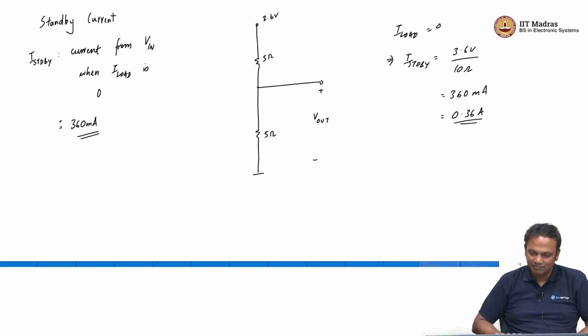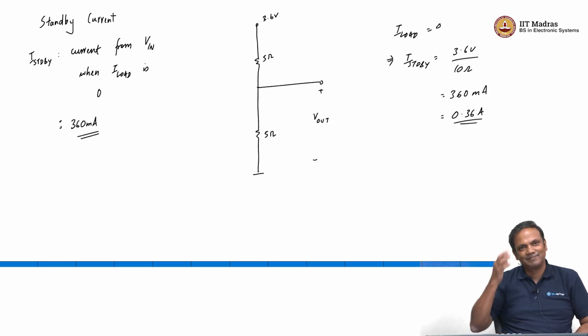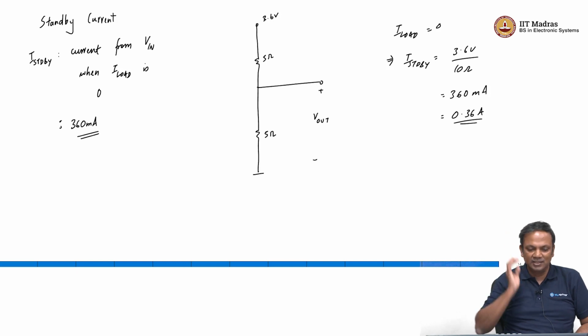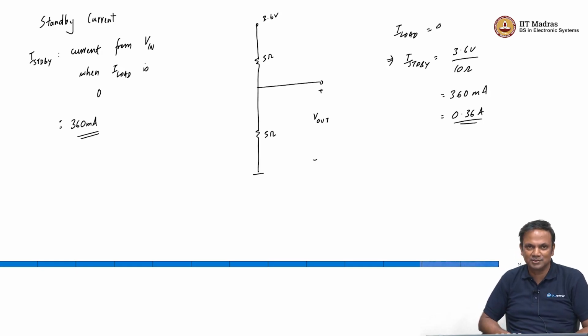So, if we have a circuit like this, then the standby current is going to be several orders of magnitude higher than what we can tolerate. Now, you can argue that the standby current is so high because of my 5 ohm resistance, because I have put in such a small resistance of 5 ohms.